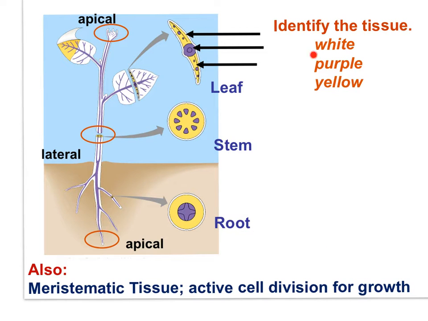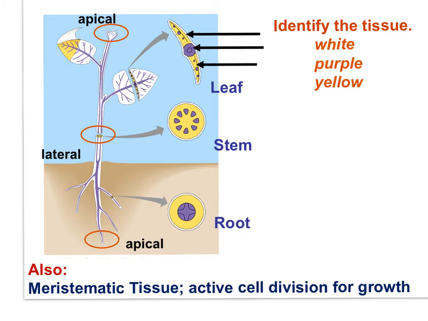Can you identify the white, purple, and yellow tissue layers in these plan diagrams, cross-sections, of the leaf, the stem, and the root? The white layer is epidermal and protective. The purple layer is vascular, serving to transport water and sugars, and the yellow layer is ground tissue, and the ground tissue in stems and roots is primarily supportive, while the ground tissue in leaves is actually photosynthetic.